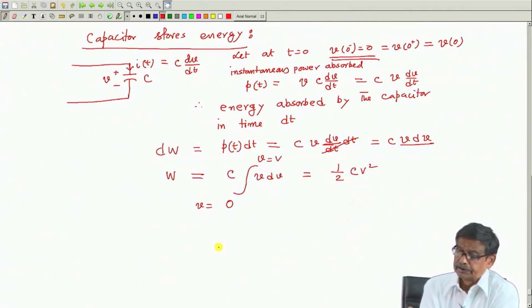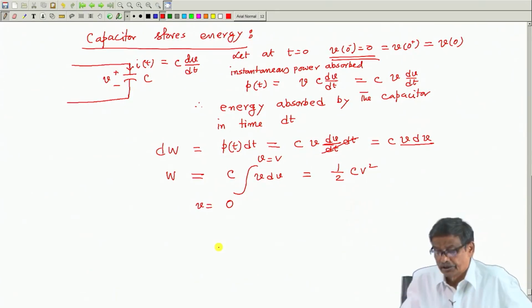Therefore, a capacitor is an energy storing device, just like an inductor, and what we have concluded is that voltage across the plate of the capacitor cannot change instantaneously, and voltage will be continuous whenever you do some switching. I stop here, we will continue next time.